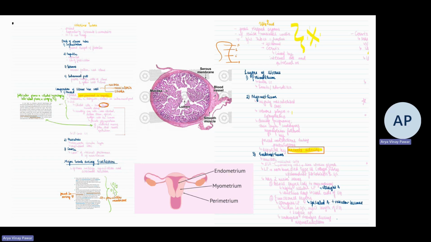Now, this is the main site of fertilization. This is where fertilization normally occurs. As we move ahead, we see the isthmus, and as the uterine tube converges into the uterus, we see a part known as the intramural part. This is very important because it has four main parts: infundibulum, ampulla, isthmus, and intramural. I will send a picture of it.